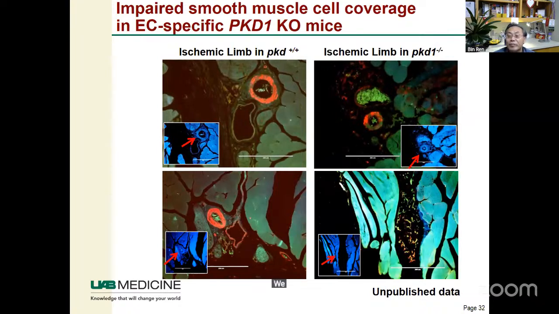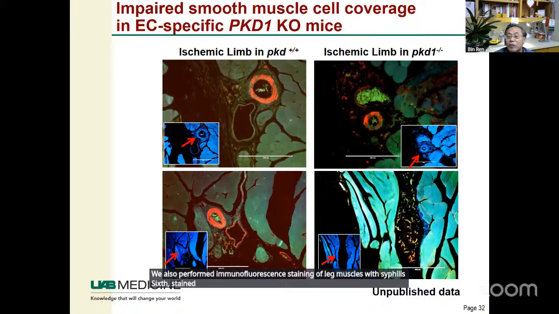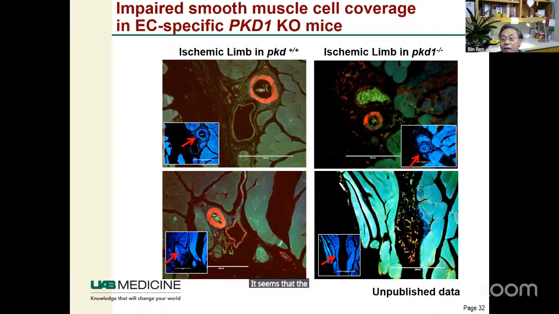We also performed immunofluorescence staining of leg muscles with CD36 stained green and alpha smooth muscle actin stained red. It seems that the coverage of smooth muscle cells was impaired in the endothelial cell PKD1 deficient leg blood vessels. There's also irregular capillary formation in the endothelial cell specific PKD1 deficient mice. Here you can see the coverage of smooth muscle cells was impaired.